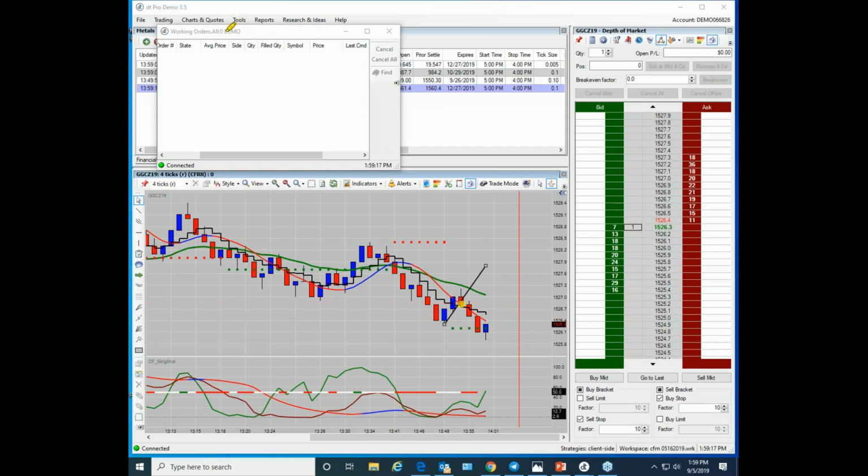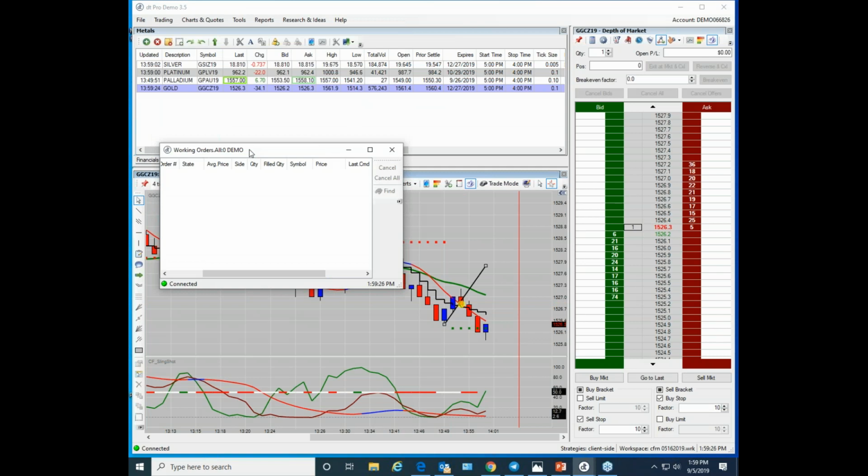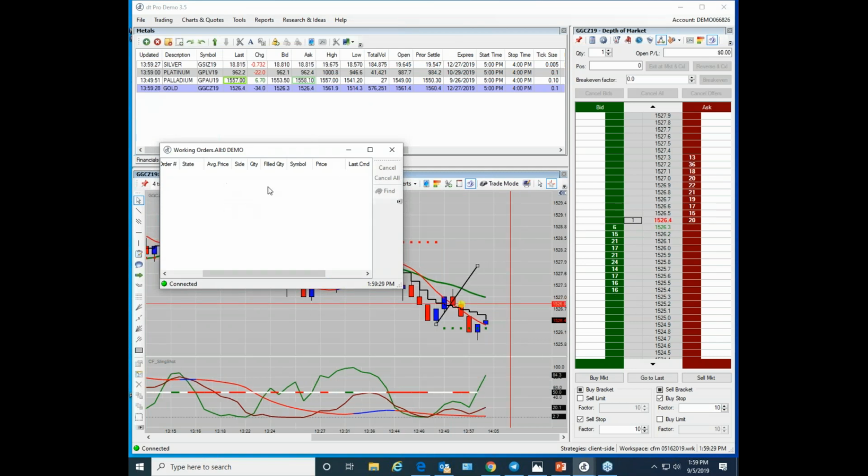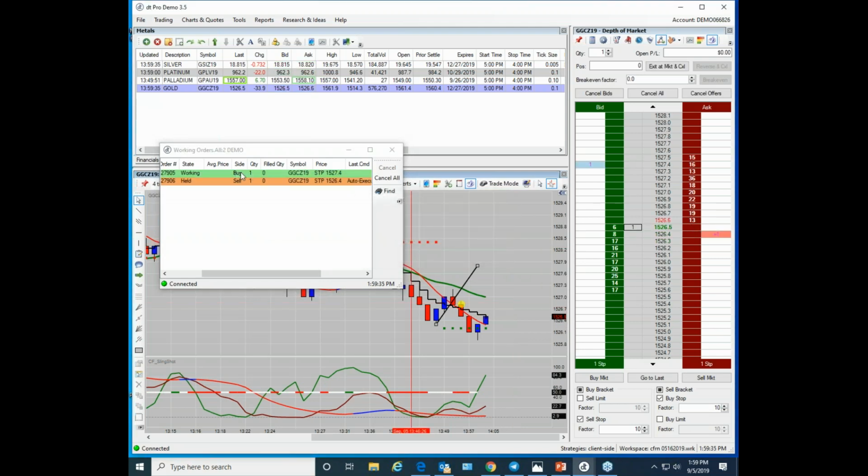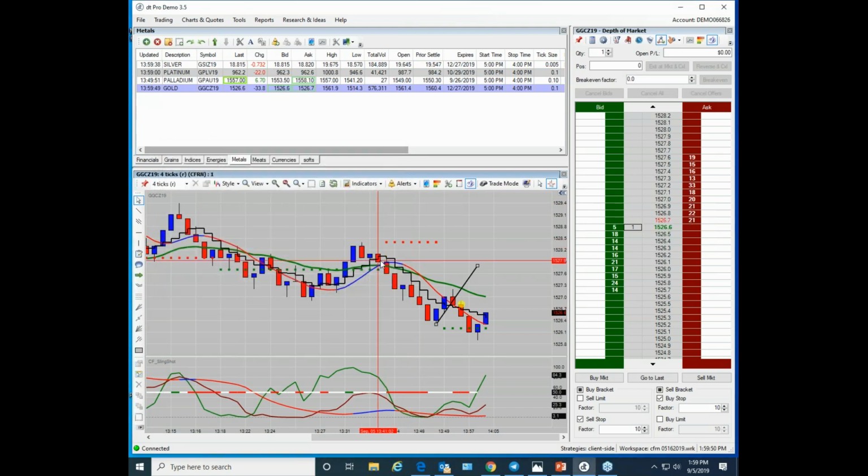Again, I would have this box up over here, the working orders box. Notice it's blank when we got out of it. So if you're ever wondering, do I have any orders working? If you have this box open, this will tell you. If you have something in there, that's not good. That means you have some outstanding orders that are working that you don't know about. It should be blank. At the end of the day, this box should be open and it should be blank. That would be my suggestion.